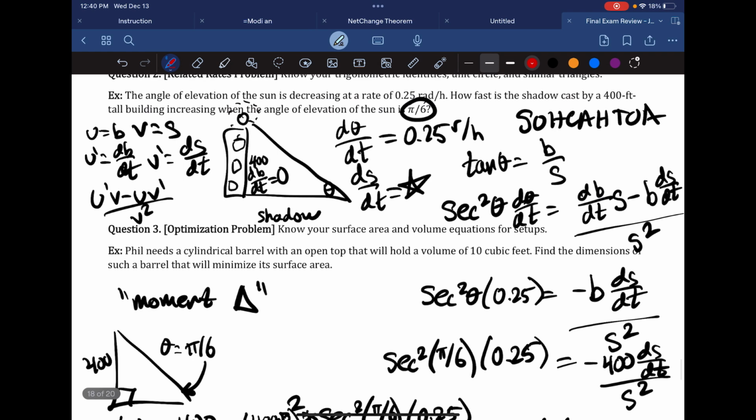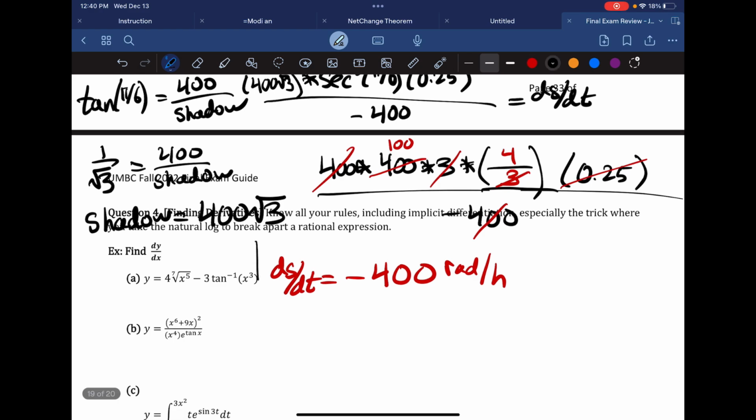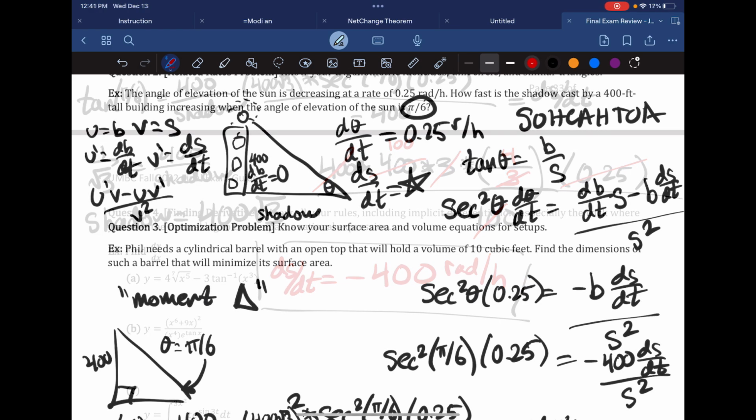So then it's asking where we're increasing. So then this would be our answer. All right, wait, I'm sorry.